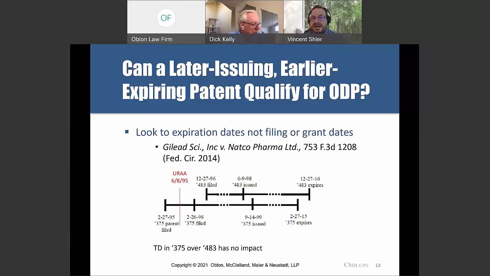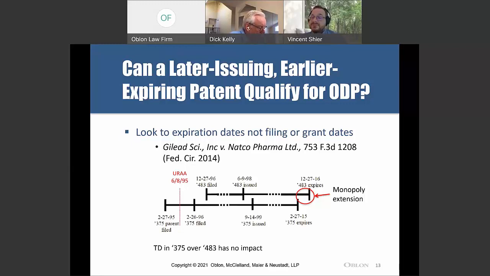We're not looking at whether the 375 grant would extend the 483, but rather at the fact that the 375, the later issuing and earlier expiring patent, whether that could qualify against the 483 patent. So in other words, did the 483 patent actually unjustly extend the patent term? And in the Gilead case, they said, yes, let's look at the monopoly extension. Is there in fact a monopoly extension? And that was looking at the expiration dates.